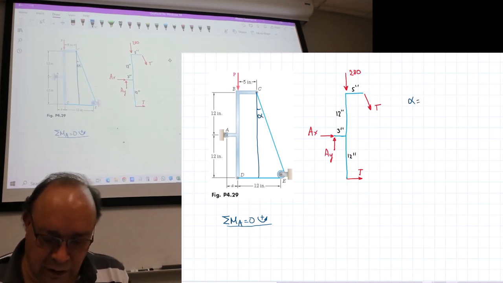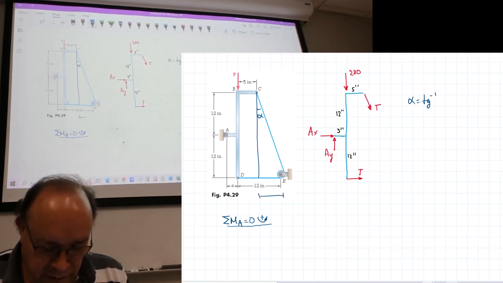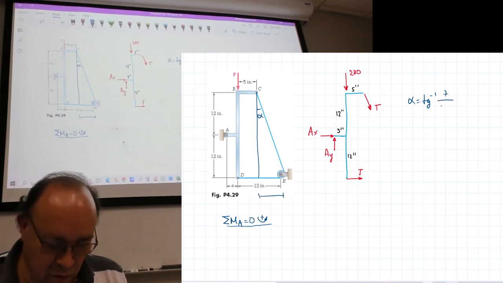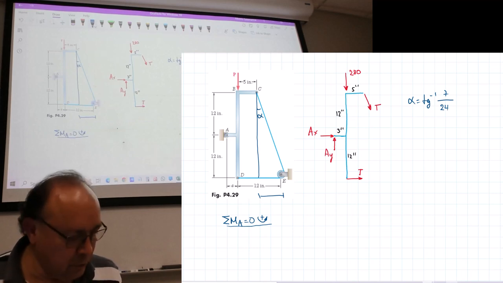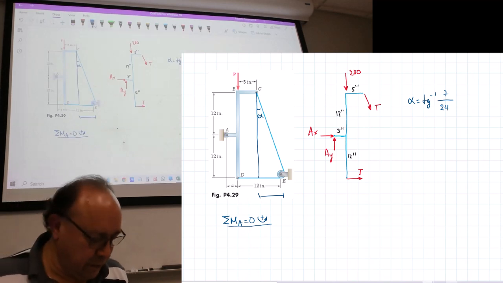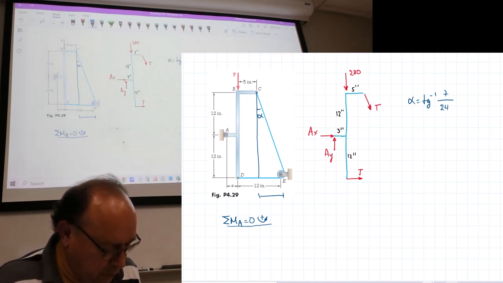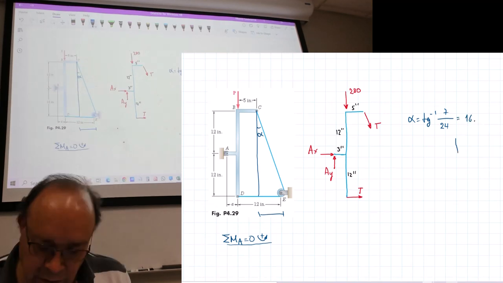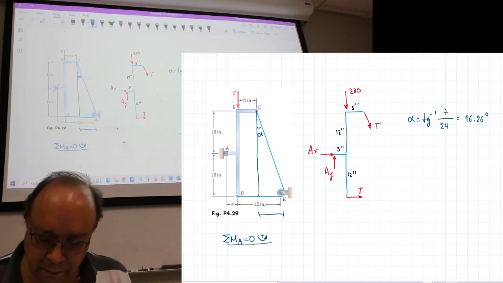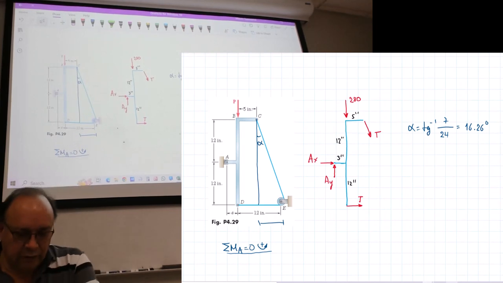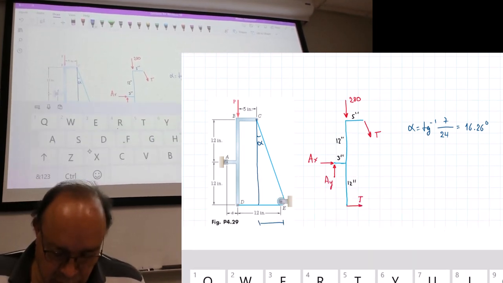So alpha is the tangent inverse of this distance. What is this distance? It's going to be 12 minus 5, right? 7 over 24. Anybody has the arctangent of 7 over 24? Arctangent of 7 over 24. 16.260. Okay, great. So now we'll do the summation of moments about point A equals zero.